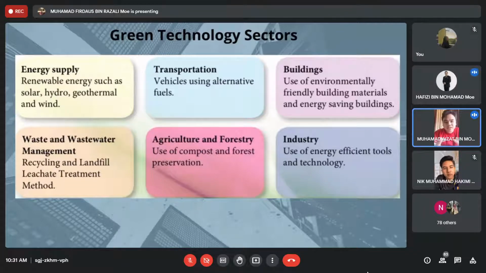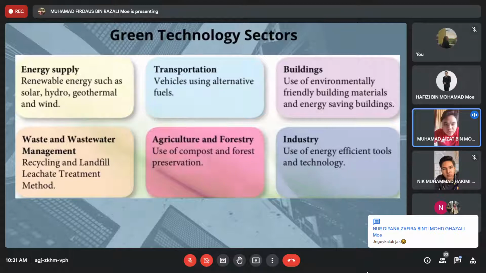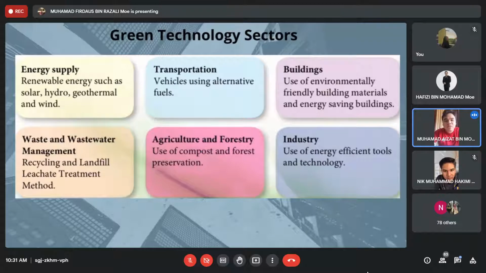Okay, so these are the green technology sectors, 6 sectors that are stated in our syllabus. The first one is energy supply, renewable energy such as solar, hydro, geothermal and wind. Okay, kalau kita tengok dekat energy supply ni, contohnya dekat umpanan baku, geothermal dan sebagainya. Itu untuk energy supply.